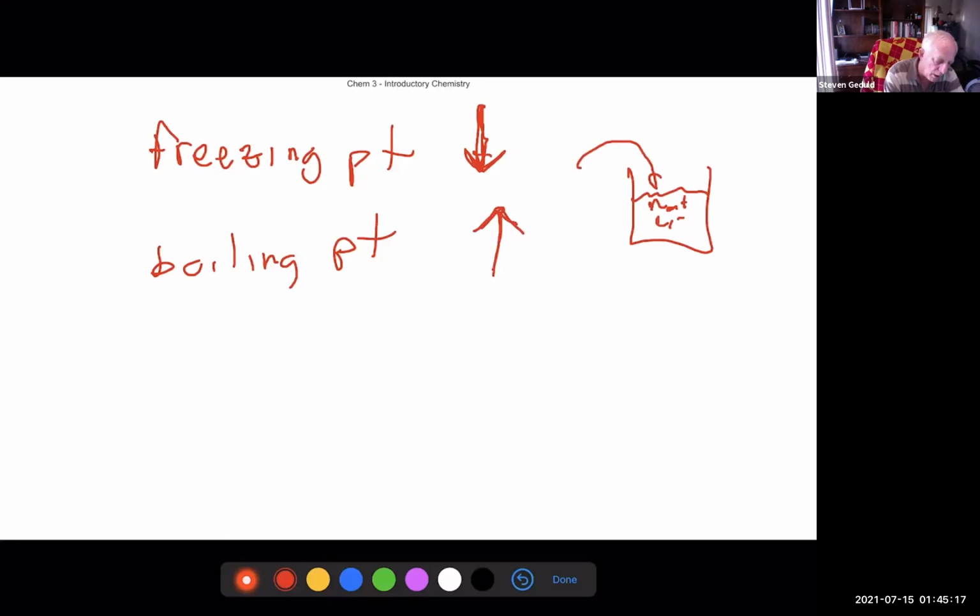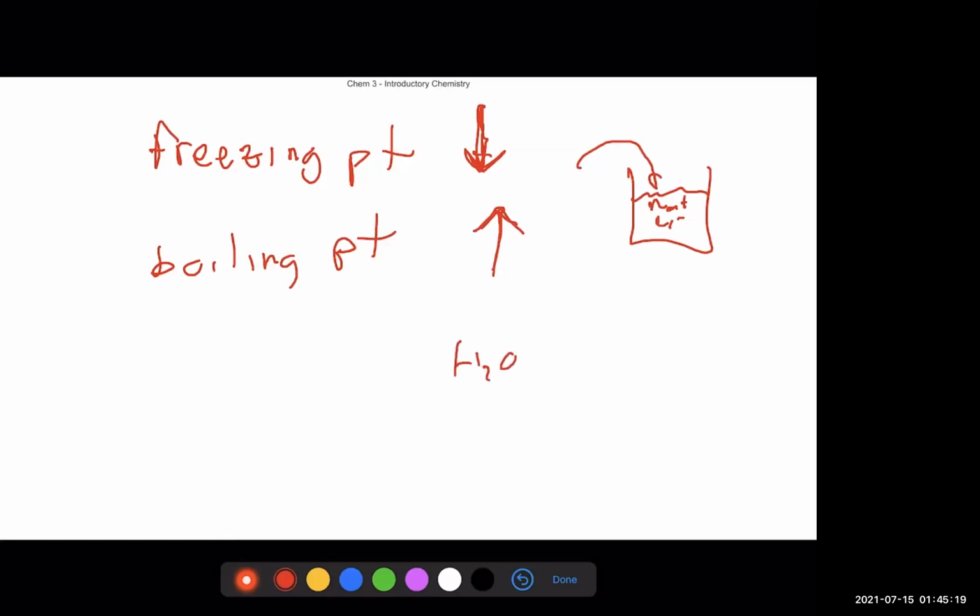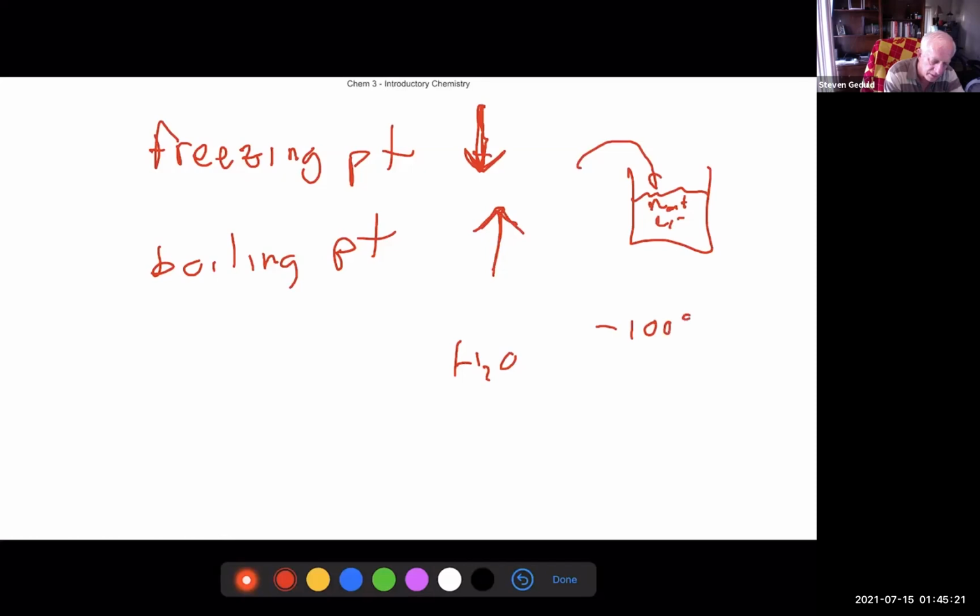Okay. So say we had water. Water boils at 100 degrees centigrade and it freezes at 0 degrees centigrade. If we add salt to the water, the freezing point gets lower, the boiling point gets higher. Because there's more obstacles in the way for the water to boil and release into the gas phase. Same with the freezing point. There's more things in the way so the molecules can't come together and freeze.